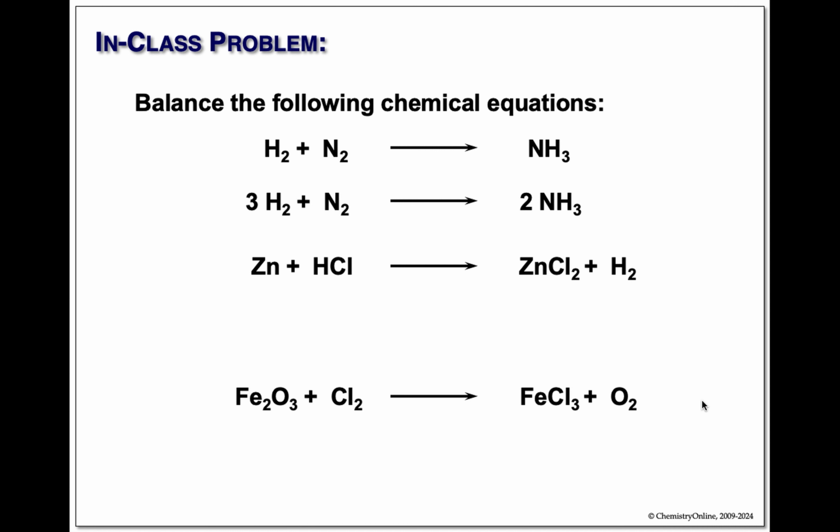Our next one. Let's see. We have 1 hydrogen, we have 2 hydrogens. Let's stick a 2 in here. 1 zinc, 1 zinc. This gave us 2 chlorines too, didn't it? I think we're there. Yep, that's good. Before I do it, try this last one.